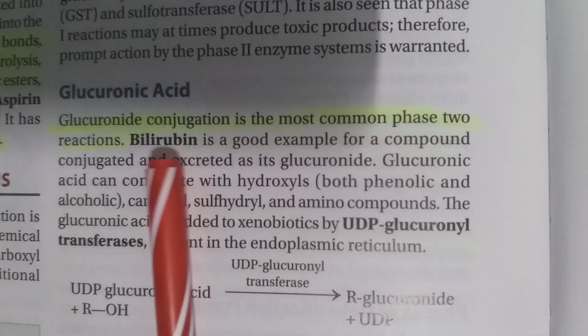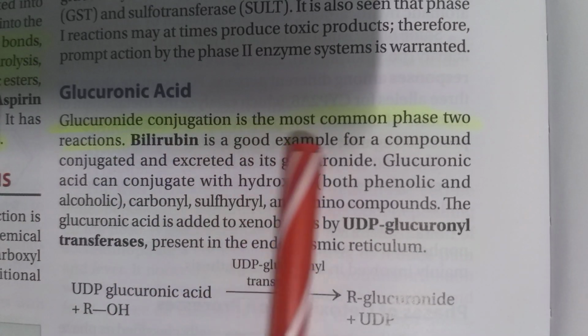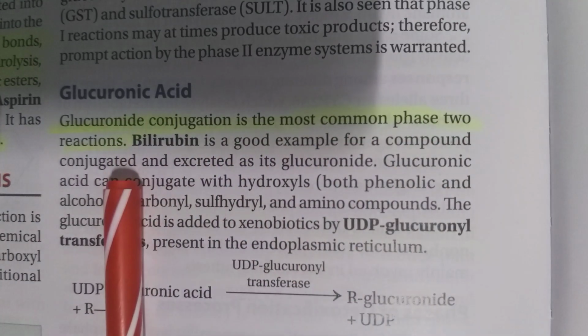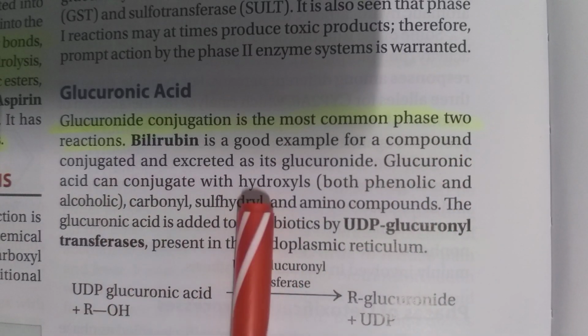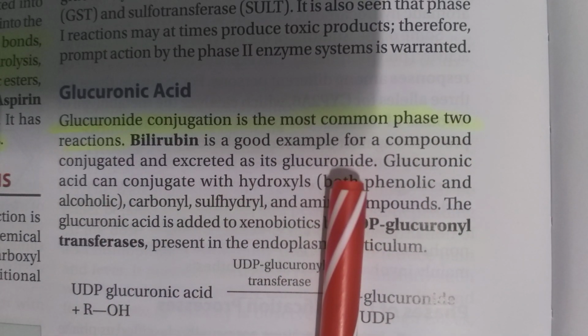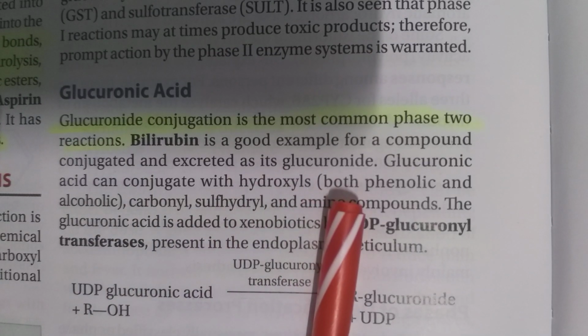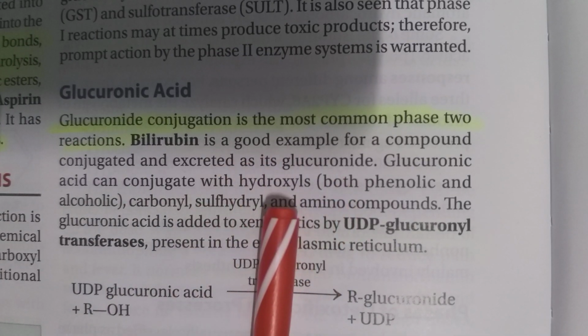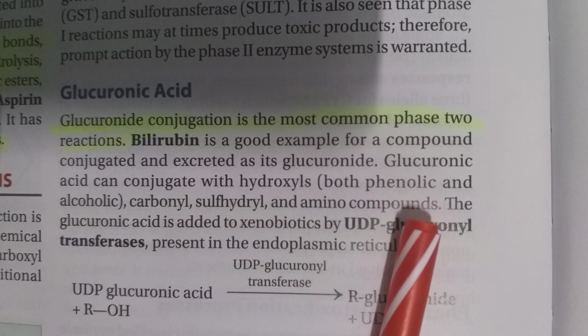So the first one is conjugation with glucuronic acid. Glucuronide conjugation is the most common phase 2 reaction. Bilirubin is a good example of a compound conjugated and excreted as its glucuronide. Now glucuronic acid can conjugate with hydroxyl. We have already said that hydroxyls are one form of the phase 1 reaction metabolite, and various other compounds.